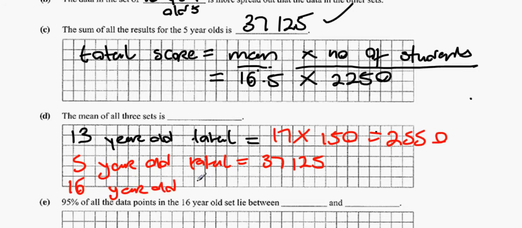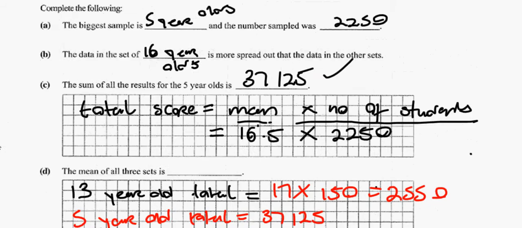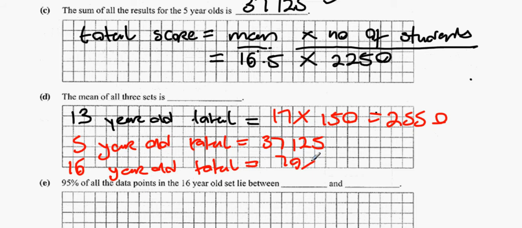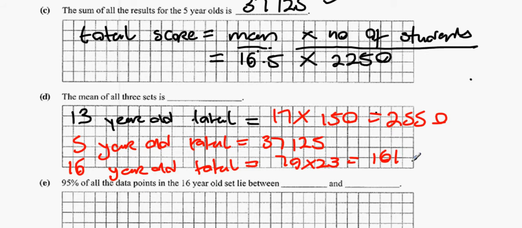And then we're going to get the total for the 16-year-olds. And the 16-year-old total is going to be basically your 70 people multiplied by 23. So 70 by 23. And that's going to be 1,610.